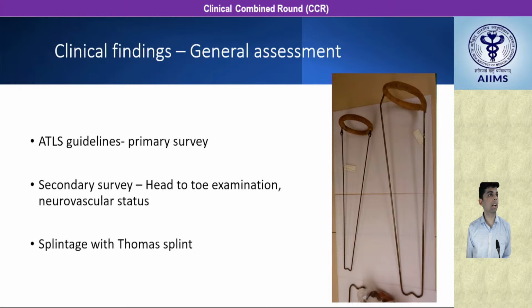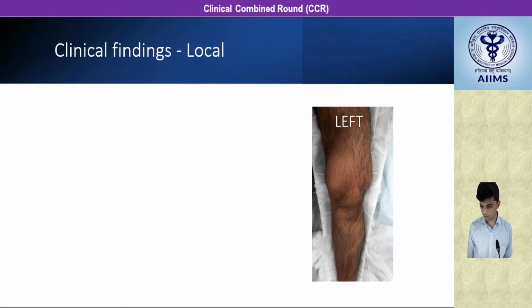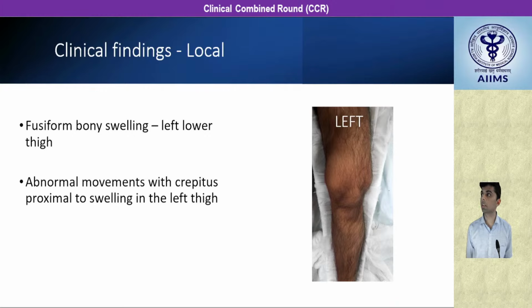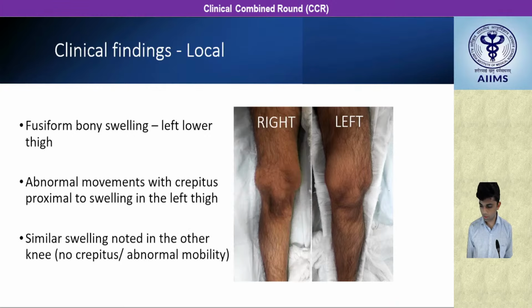So following our routine guidelines as per ATLS, a primary survey was done, and his left lower limb was immobilized in a Thomas splint. On further local examination, the patient had a fusiform bony swelling over the left lower thigh, and there were abnormal movements, along with crepitus, proximal to the swelling in the left thigh. A similar swelling was also noted on the right side, but there was no crepitus or any abnormal mobility noted on the right side.